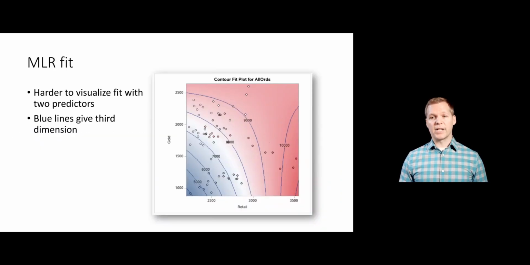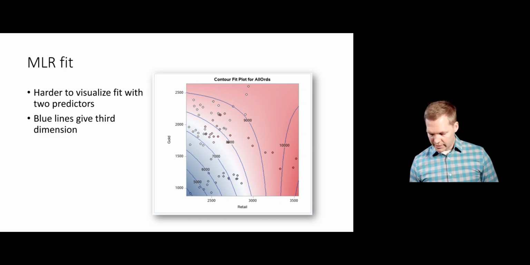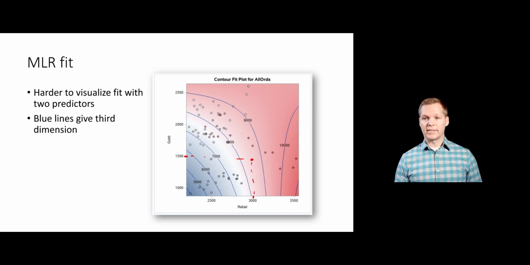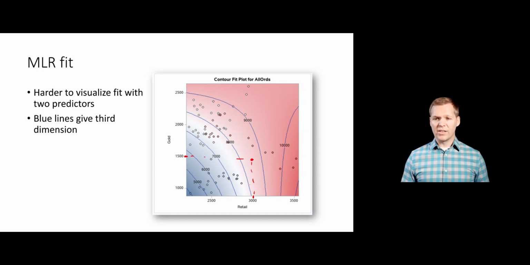This is a lot harder to visualize the actual fit since we have two variables now. This is what's called a contour plot that gives us an idea of the estimated value of our response for a given XY combination. So for instance, if I'm looking at a retail of 3,000 and a gold of 1,500, I can sort of map to where that is here, and you can use these blue lines to get an idea of where you're at. So this is somewhere between 8,000 and 9,000. So you'd guess maybe that's about 8,500 for the prediction of all ORDs for a retail of 3,000 and a gold of 1,500. Not as easy to look at as our one-dimensional plots, but this is how we can visualize our relationship here.